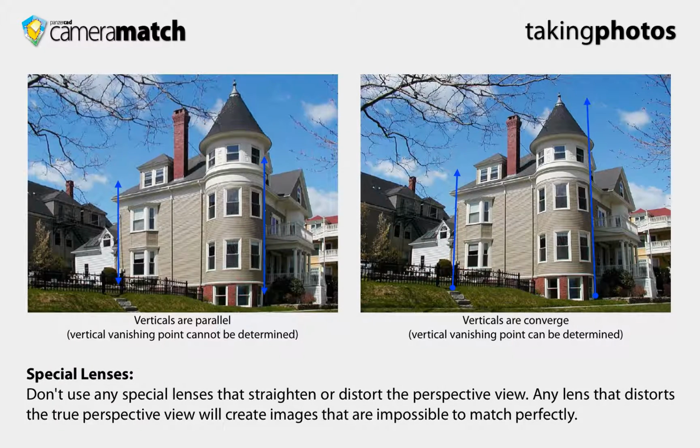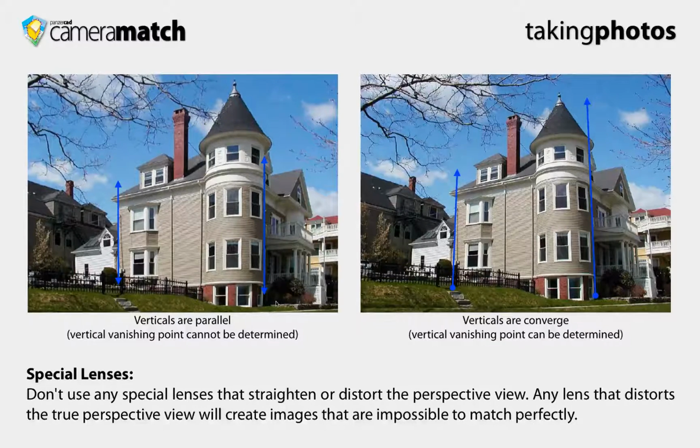Before we talk about the actual CameraMatch plugins, let's talk about the photographs we plan to use with CameraMatch. The first thing I want to talk about is special lenses, and that is when you're taking the actual pictures, don't use any special lenses to straighten verticals out, which are very common in architecture.